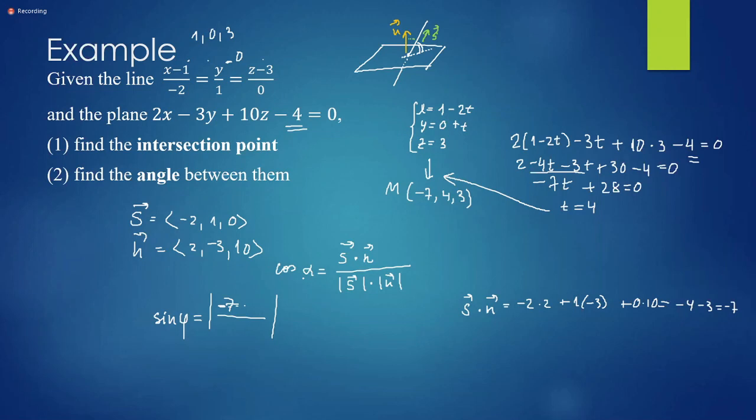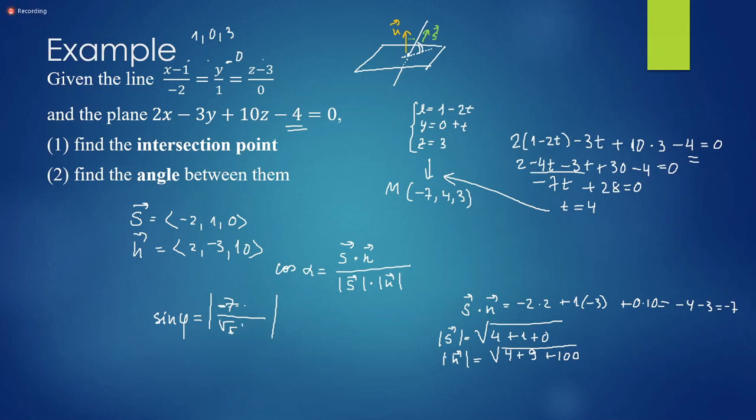So the magnitude of the vector S, I saw people completely confusing vectors and magnitudes. They started writing the vector is a number, the magnitude. So the vector magnitude is 2 squared, that is 4, plus 1 squared, plus 0 squared, so the square root of 5. And the magnitude of n is the square root of 2 squared, plus 3 squared, plus 10 squared. So that's 113.